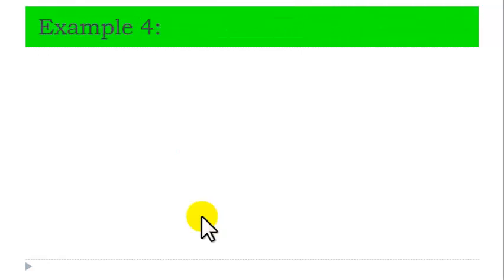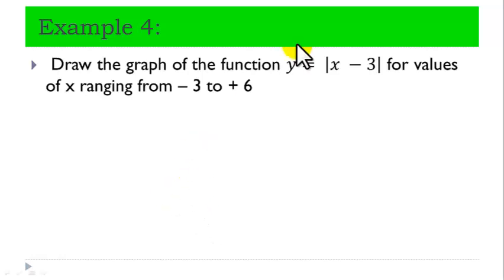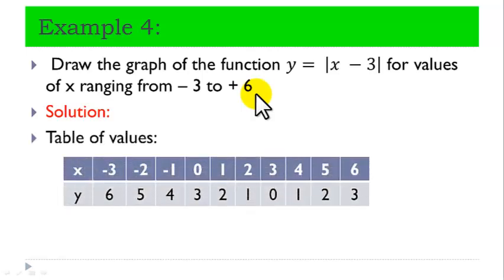Example 4. Draw the graph of the function y equal to the absolute value of x minus 3 for values of x ranging from -3 to +6. Solution. Again, we construct a table of values as follows. The values of x range from -3 to +6, and these are the corresponding values of y. When x is -3, y is equal to the absolute value of -3 minus 3. -3 minus 3 is -6, and the absolute value of -6 is 6.